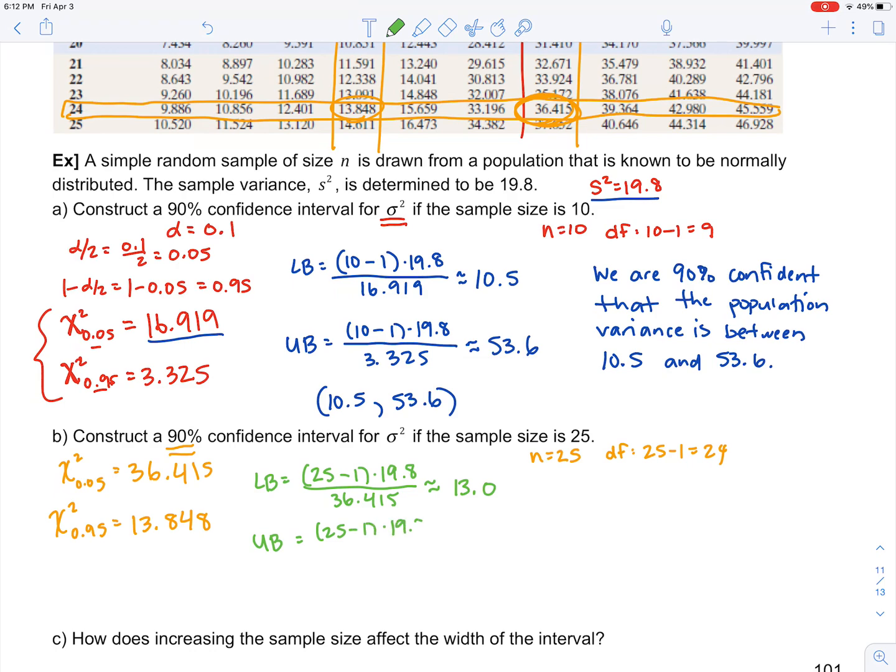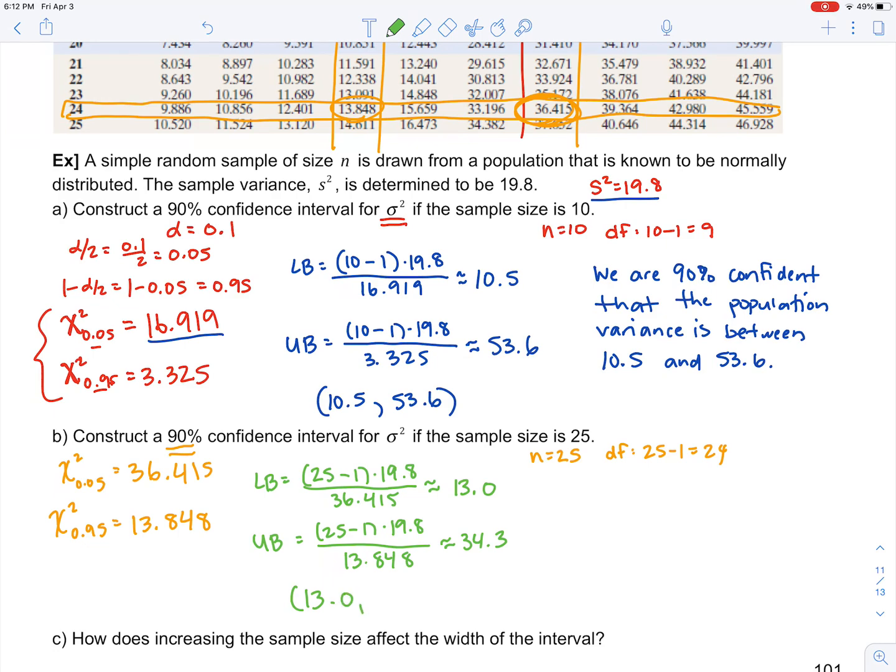Okay, the upper bound, same exact thing except the denominator changes. We found that chi-square value to be 13.848. So let's put this in the calculator as well. Dividing by 13.848, I get 34.3.